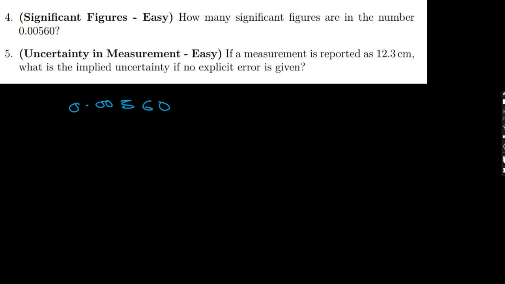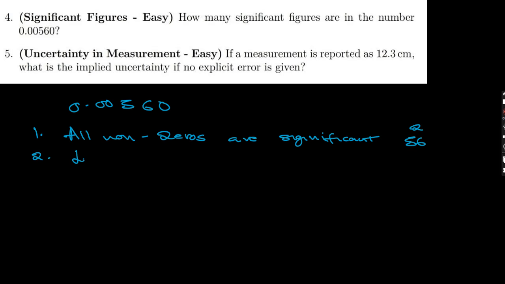Number 1, all non-zeros are significant. This is what you need to know first. So that means 5 and 6 are significant, so we have 2 significant figures. Okay, what is the other thing we need to know?